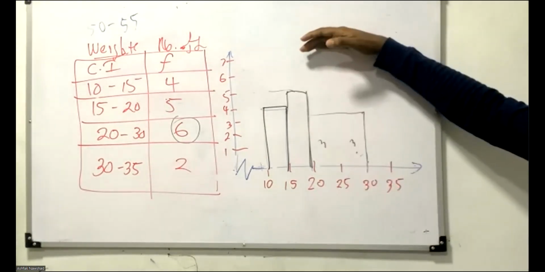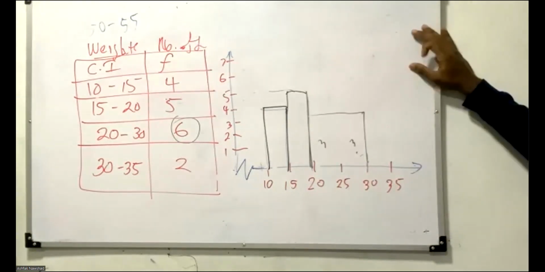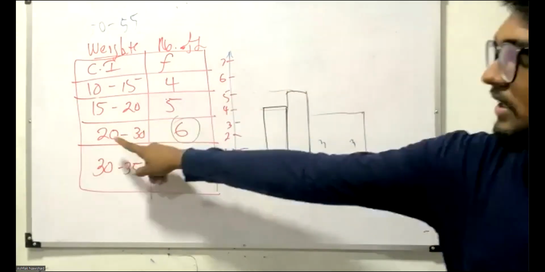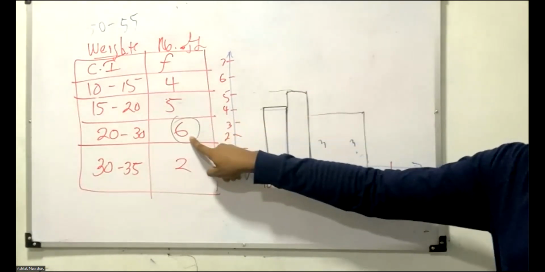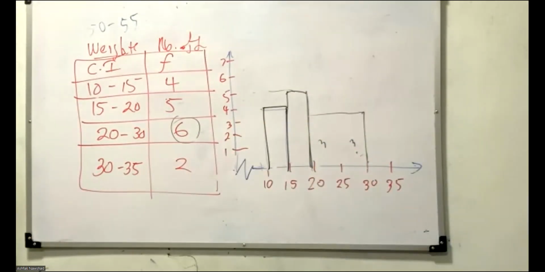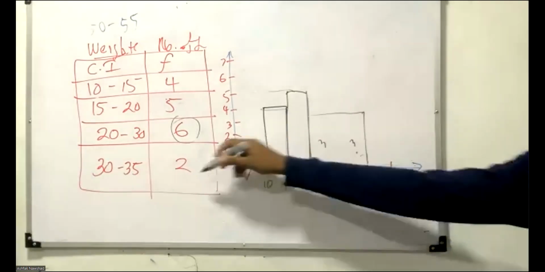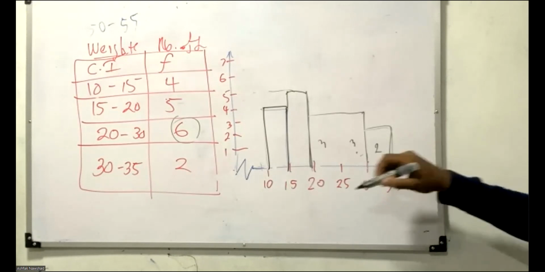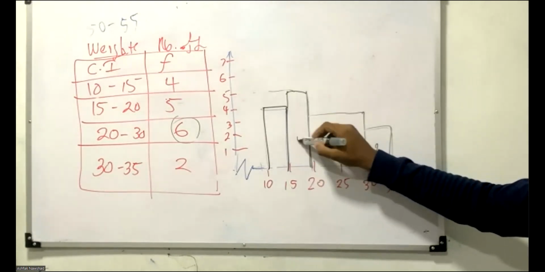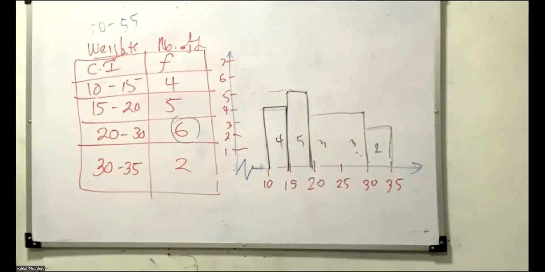We don't mark 6 fish here. That's a major mistake some of you do. The class interval is twice the normal class interval. So we have to divide this number by 2 and put it evenly. And then 30 to 35 as usual, there's 2 fish. So we mark 2, and 5 and 4.